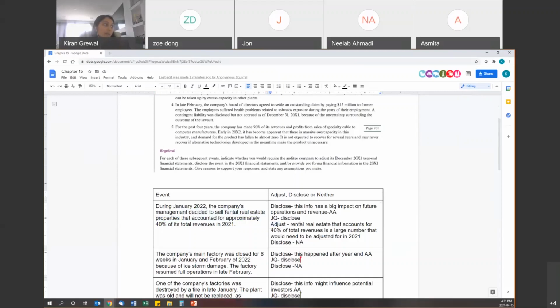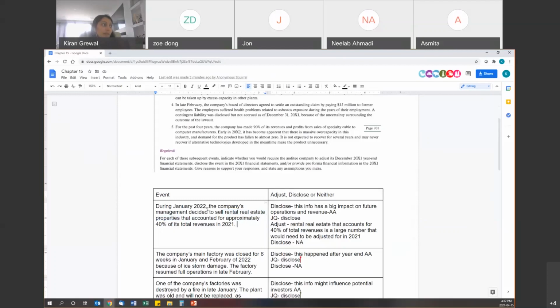But they've made the decision in 2022 that they're going to sell. So in this case, they do want to disclose this information in the 2021 financial statements because it is a big portion of the revenue. So they want to say that, yeah, we have all the real estate properties as our assets in 2021, but just note that we're deciding to sell those. So we've made a decision to sell those properties. So this is letting the users know that right now those assets are on the account, but they won't be assets for much longer.